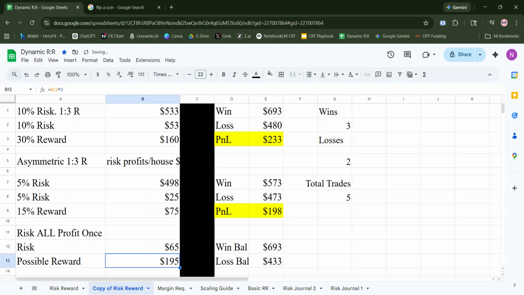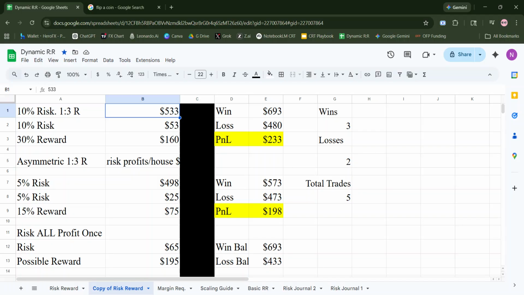So let's press pause here for a second and see where we are. Right now, same win-loss: 5 trades, 3 wins, 2 losses. This model is giving us 533 with $233 in profit. In this model, our balance is 498 with 198 in profit.